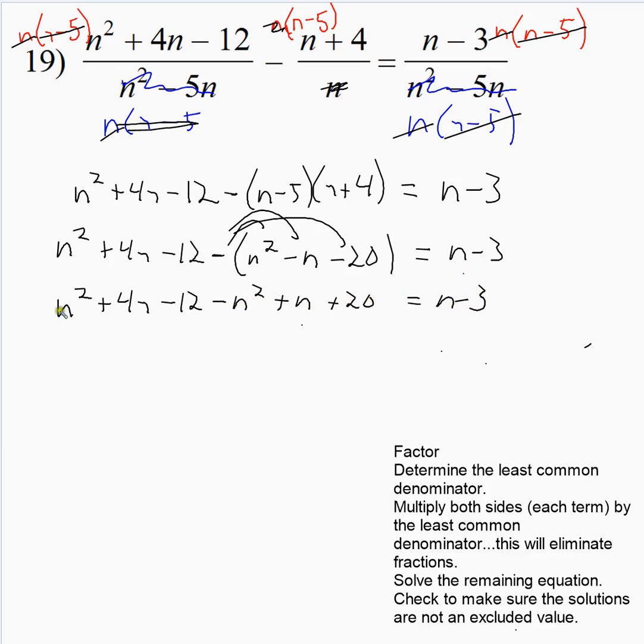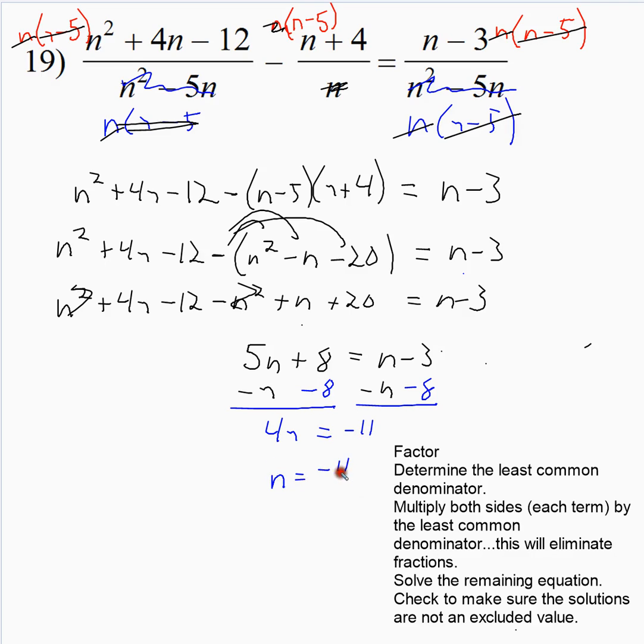N squared minus n squared is 0. 4n plus n is 5n. Negative 12 plus 20 is 8. Equals n minus 3. We can subtract n from both sides. At the same time, we can go ahead and subtract 8 from both sides. And we get 4n is equal to negative 11. Dividing both sides by 4, we get n equals negative 11/4.